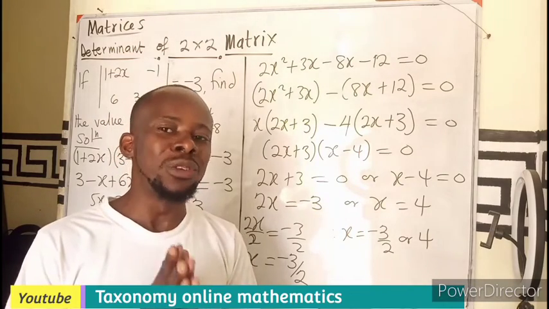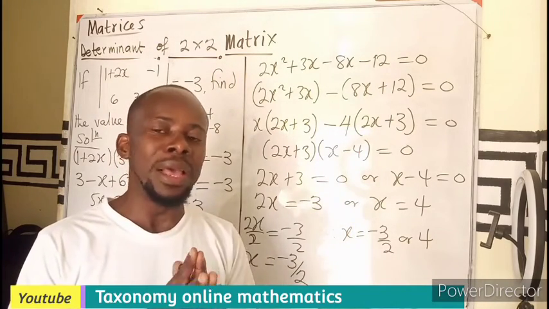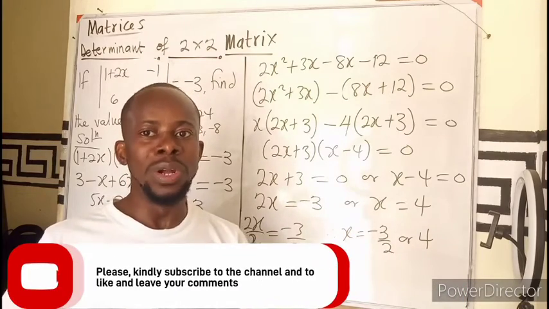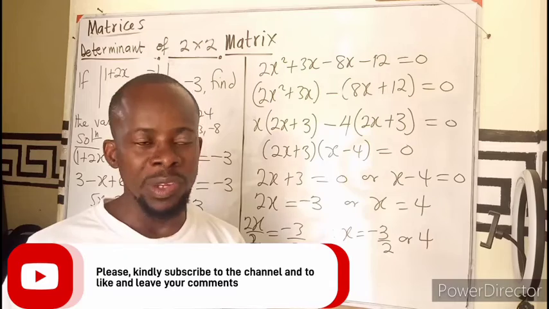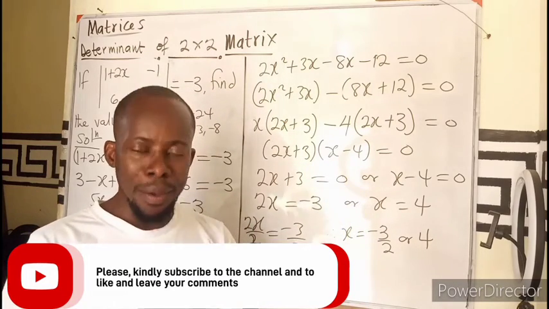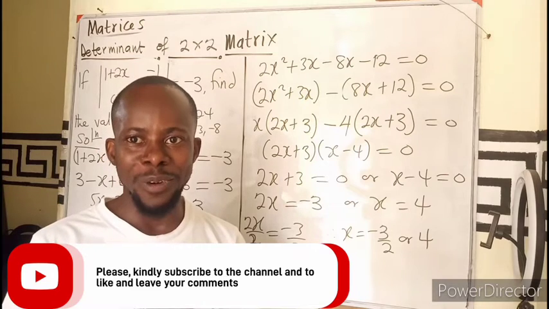Don't forget, determinant is always calculated on a square matrix. So 2 by 2, 3 by 3. If you want to go into higher linear algebra, 4 by 4 and all those things should be a square matrix.